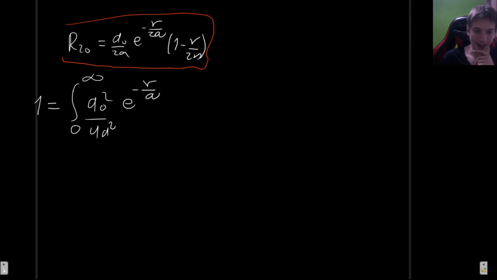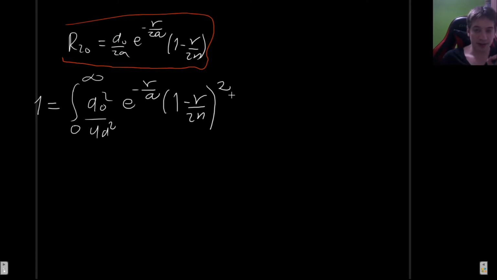Now to normalize this, we have to once again say, well, 1 is just going to be the integral of this thing squared. So that's going to be, there we go, 0 to infinity, because we're integrating over r, times this thing squared. So we get a0 squared divided by 4a squared, e to the minus r divided by a, because it's double this. So this divided by 2 goes away. And then we have (1 minus r divided by 2a) squared.